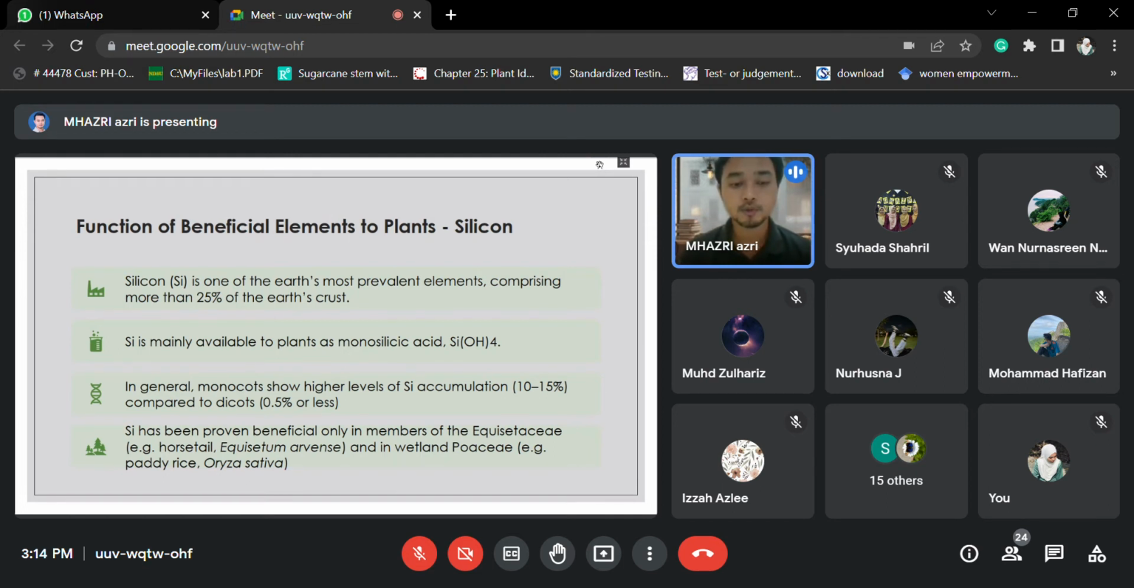Silicon has been proven beneficial only in a member of Equisetaceae, for example, horsetail, Equisetum, avens. Saya tak pasti common names of this plant apa. Okay, nanti awak boleh check. And also wheatland, okay, genus. Okay, for example, Oryza sativa.